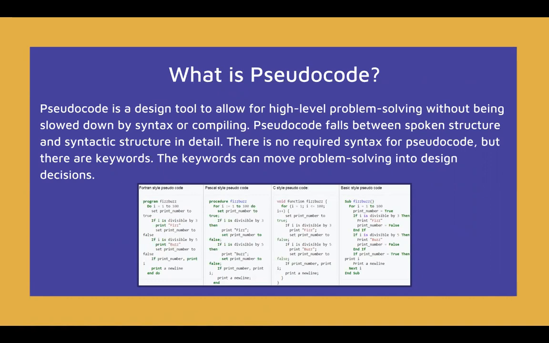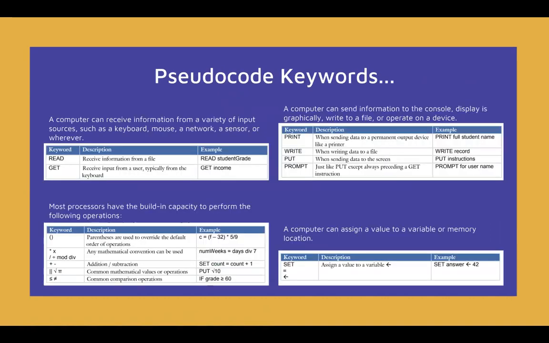You can see here there are several examples of pseudocode. The first three examples are tailored to specific programming languages, and the last one is a general pseudocode example. Now let's review some keywords. Pseudocode keywords help make clear what each line is doing.